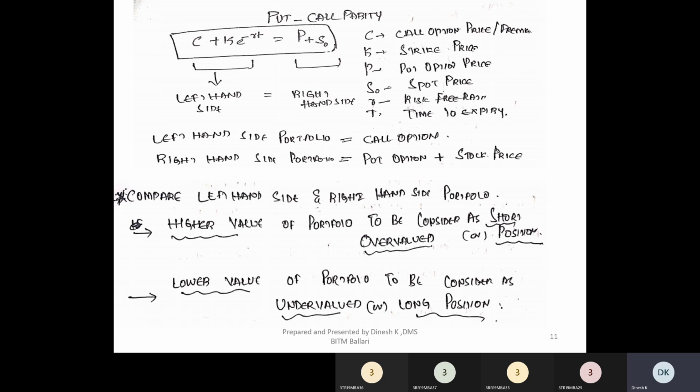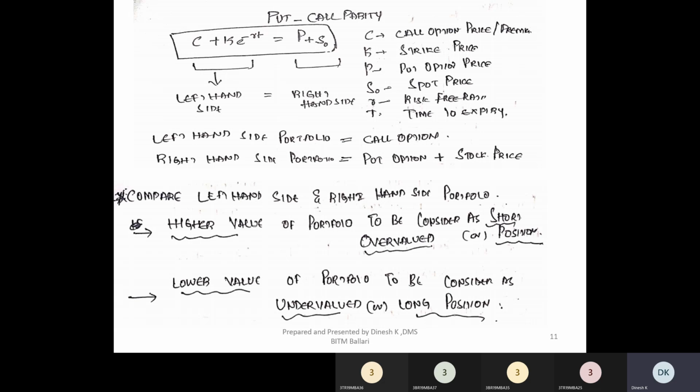The left hand side portfolio is only the call option, while the right hand side portfolio is both the put option as well as the stock price. When we compare both and they are the same, there is no arbitrage opportunity. When there is a difference between the left hand side portfolio and the right hand side portfolio, then there exists an arbitrage opportunity.